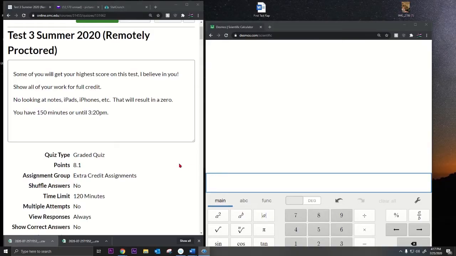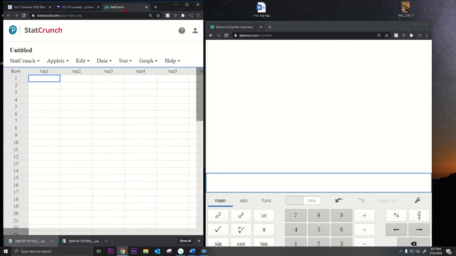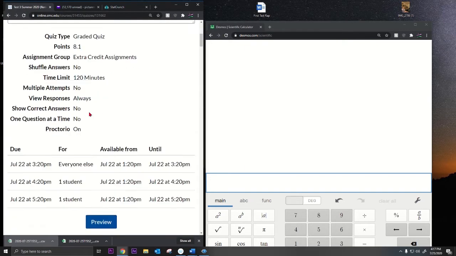What's up everyone, I'm going to be solving a test, test 3, and this test is going to be taken using StatCrunch. So we have StatCrunch here, and the topics covered on this test are sampling distributions, confidence intervals, and hypothesis tests. One of the harder tests in a statistics class. Let's get started. Here we go.